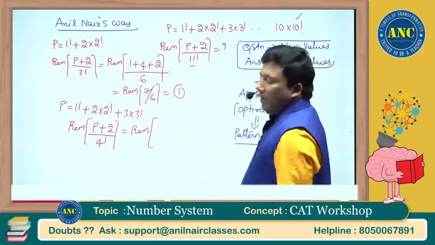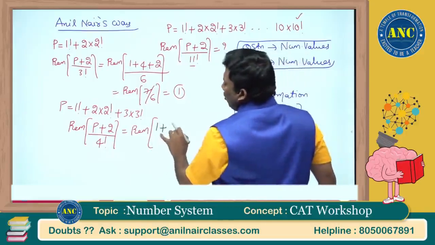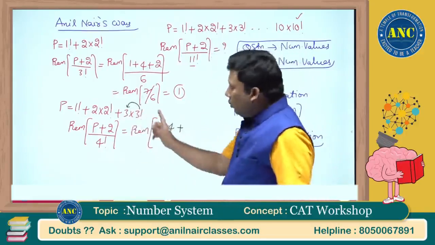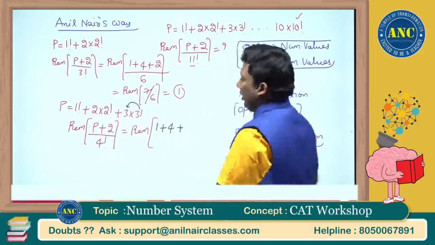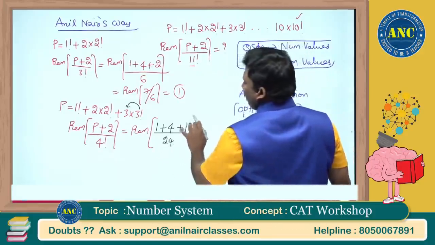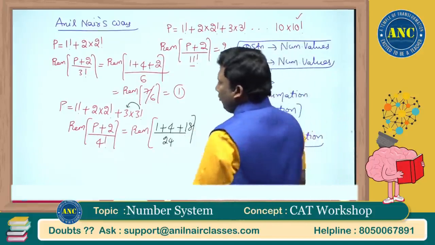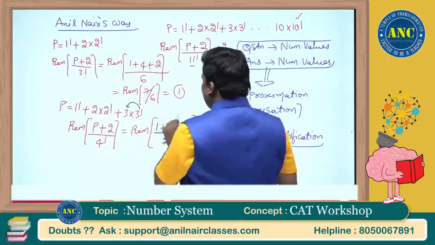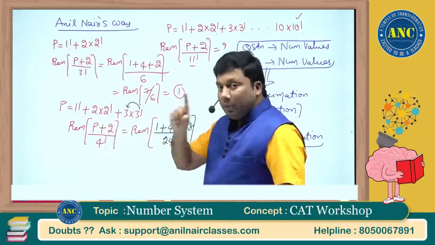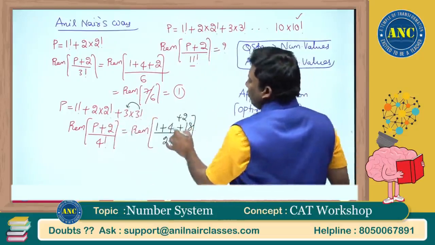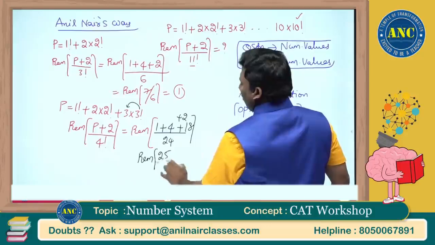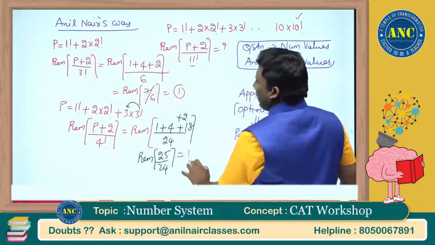Now see here. 1 factorial is 1, 2 into 2 is 4, 3 into 3 factorial is 6 into 3, 18, divided by 24. Don't miss it, don't do only the sum, it is the sum plus 2. 18 plus 4 is 22, plus 3 is 25. 25 divided by 24, the remainder is 1. Therefore, the answer is 1.